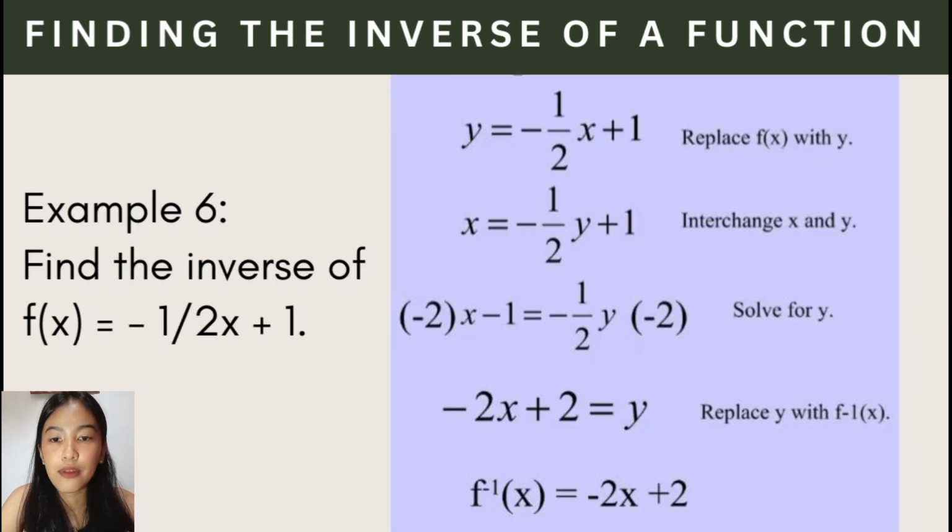So we have another example. Example 6. Find the inverse of the function f of x equals negative 1 half x plus 1. So first, you have to replace f of x with y. So we have y equals negative 1 half x plus 1. And then interchange x and y. x equals negative 1 half y plus 1. And then solve for y, or simplify the equation. So you will multiply both sides by negative 2 to simplify the equation. So you will obtain negative 2x plus 2.